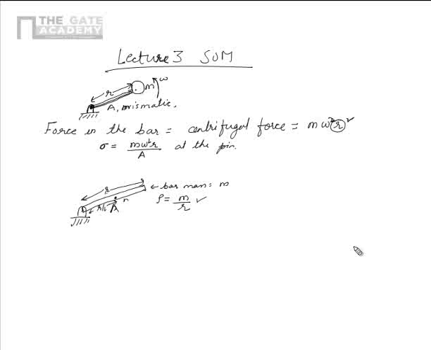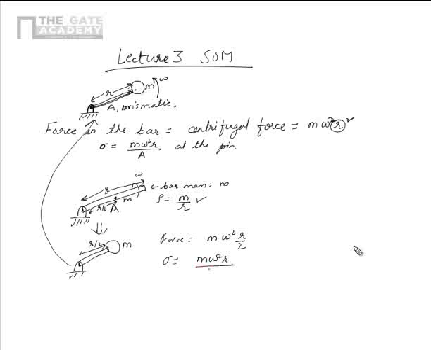Now the whole mass is m, and if it is assumed to be lumped at the center, then we can redraw the problem like this. It is exactly like this one, but the radius now is reduced to half. So the force now is m omega square, omega is the rotation speed, multiplied by r by 2, and the stress is m omega square r by 2A.